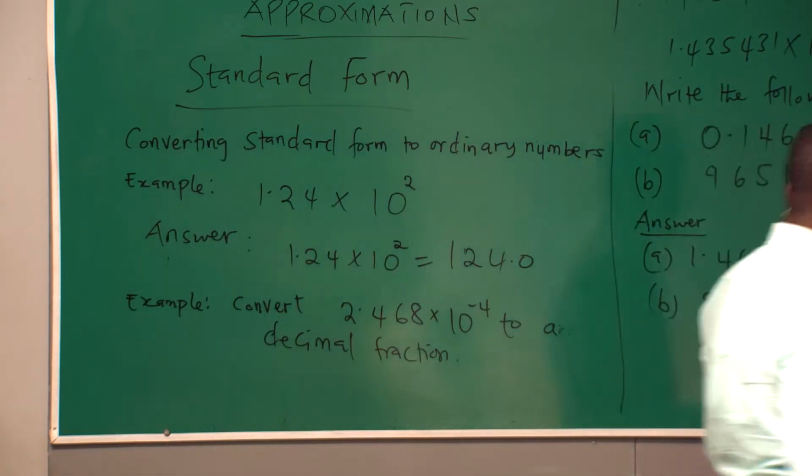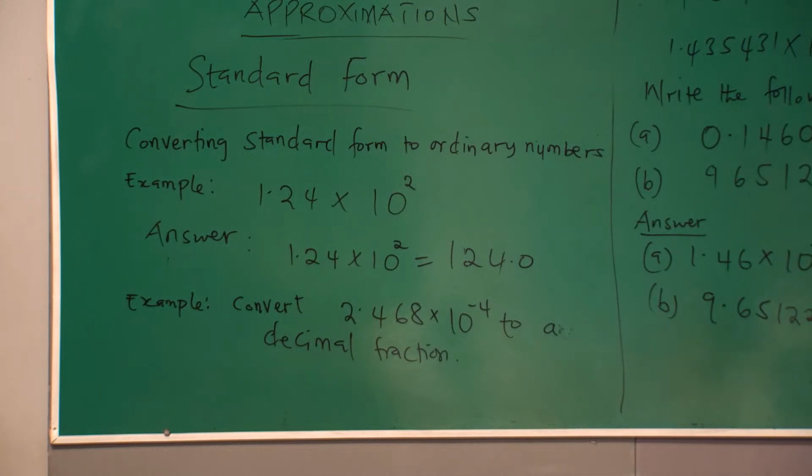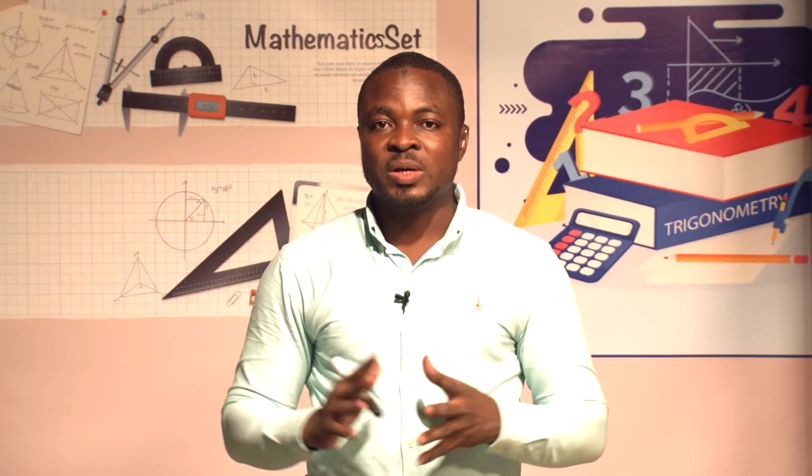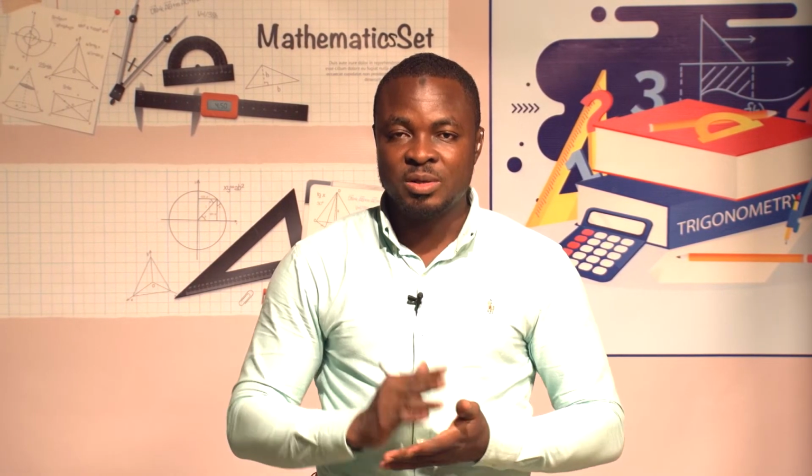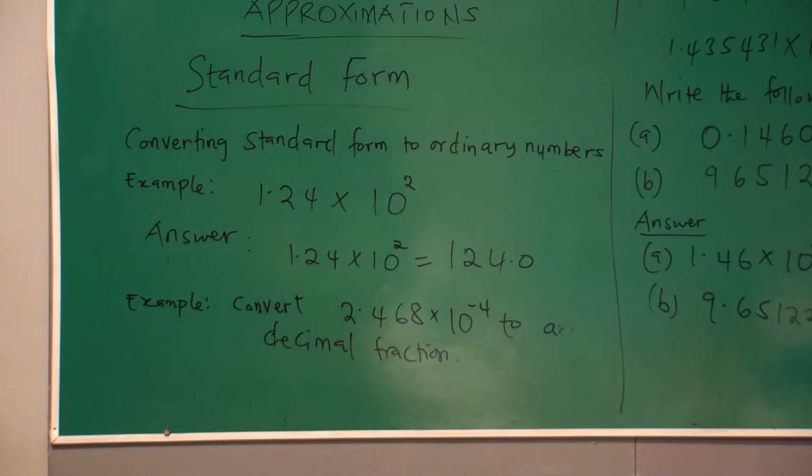Now we have another, viewers, there's a second example on the board, so we'll all focus our attention on that. I'll solve that with you, after which I'll give you an example to do on your own. You convert 2.468 times 10 exponent negative 4 to a decimal fraction. Let's see how we do that. In the first case, we were having positive. I intentionally brought another example carrying a negative power.